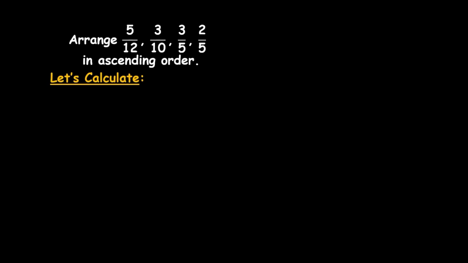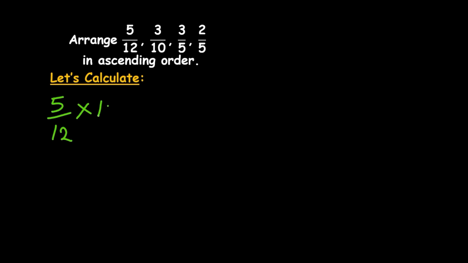Let's arrange the fractions 5/12, 3/10, 3/5, and 2/5 in ascending order. Convert each fraction to a like denominator using LCM. The LCM of 12, 10, and 5 is 120. Now multiply each fraction by 120 to compare them easily.